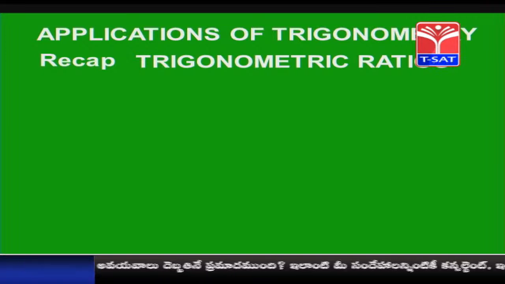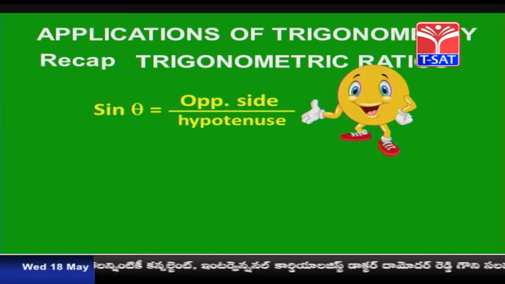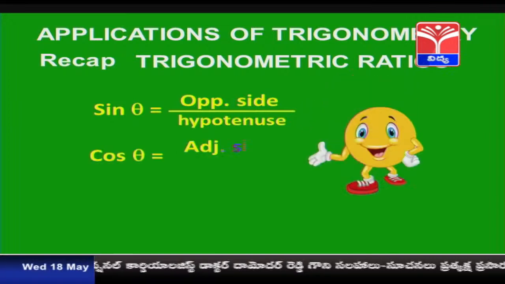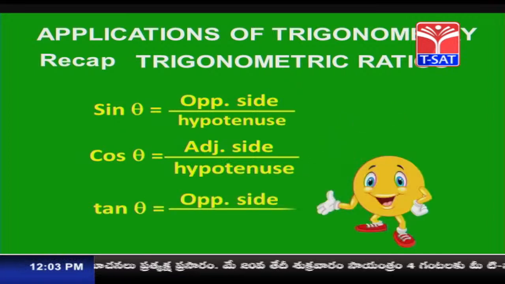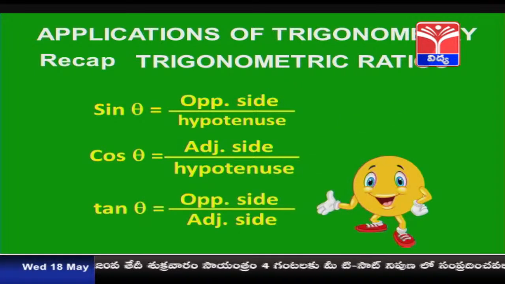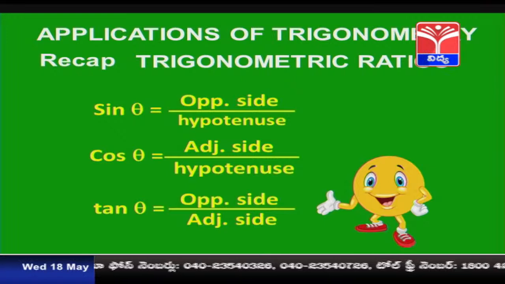But how these ratios are arrived at, let us recap. We have sin theta is equal to opposite side by hypotenuse, cos theta is equal to adjacent side by hypotenuse, tan theta is equal to opposite side by adjacent side. So, these 3 trigonometric ratios are going to play a major role in the applications of trigonometry.